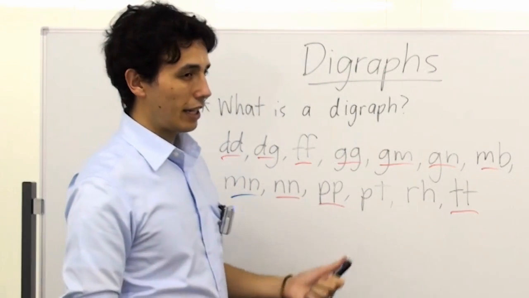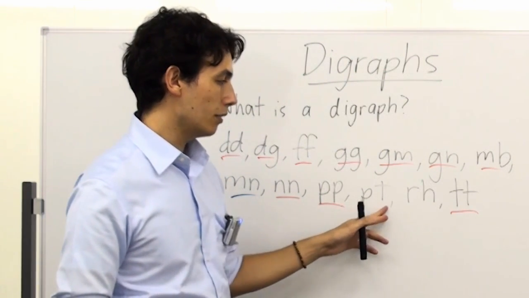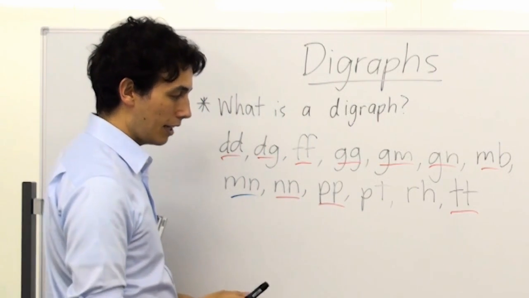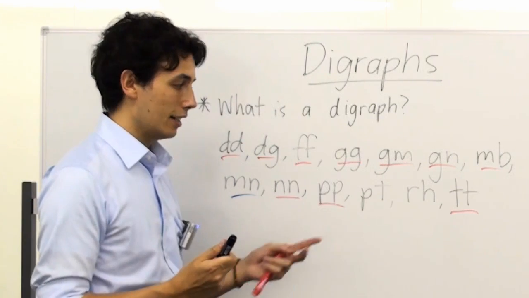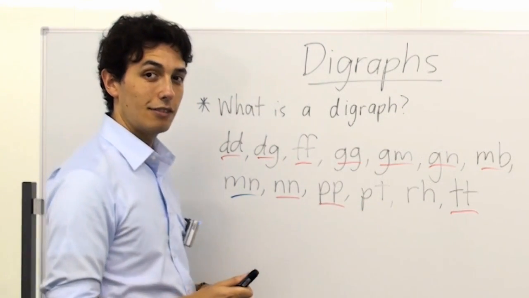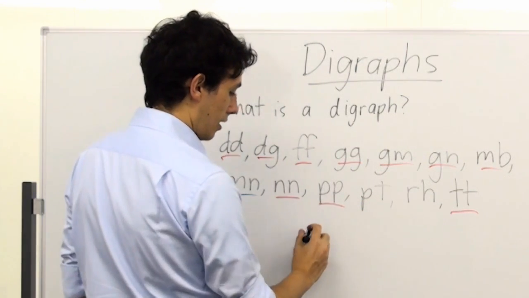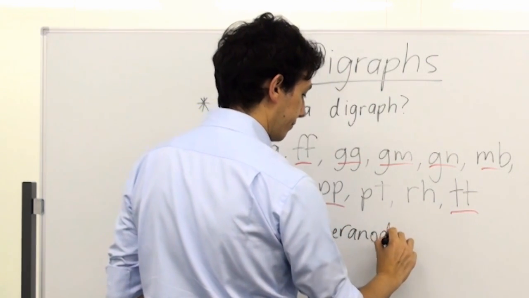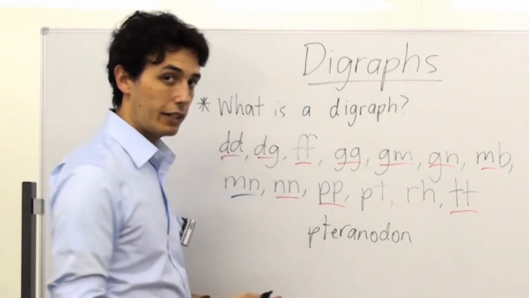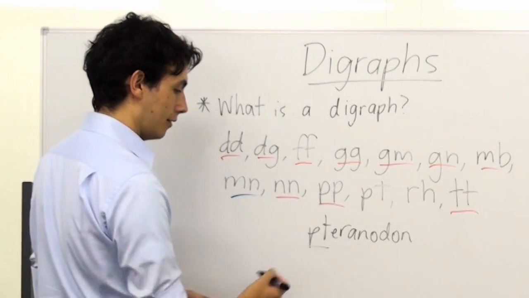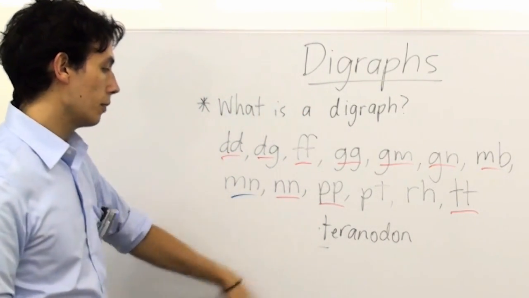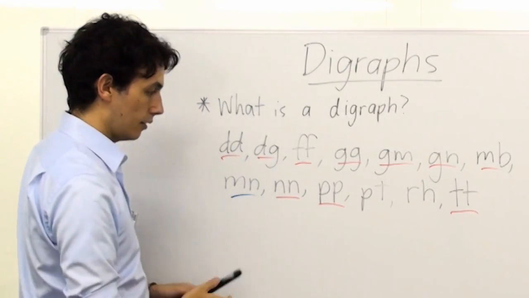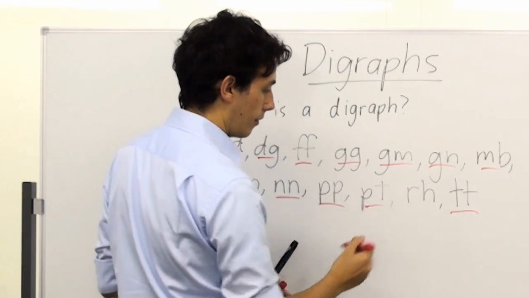PT, in words like apt, you actually do pronounce both, so it's more like a blend. In some cases, though, it becomes just a T sound. The P becomes silent, as in the dinosaur pteranodon or pterodactyl. I always preferred pteranodon though. So we drop the P, pteranodon. So technically just one sound.